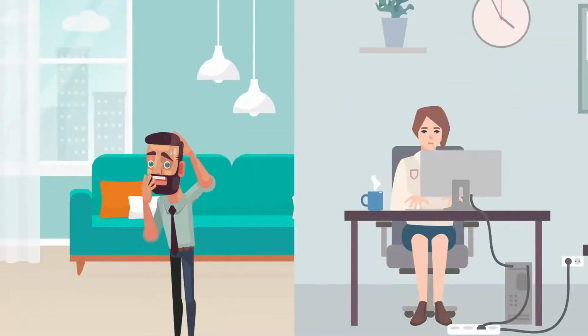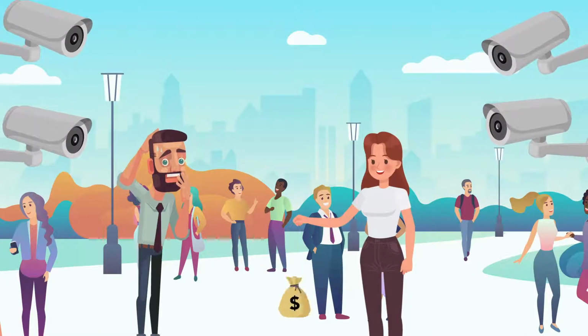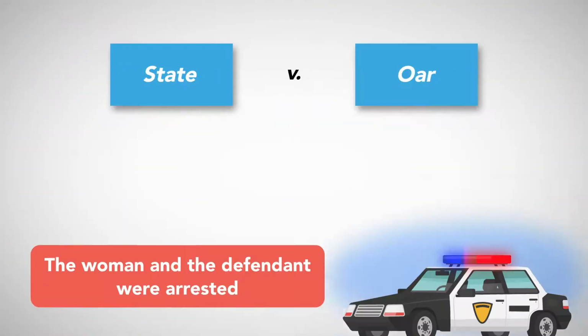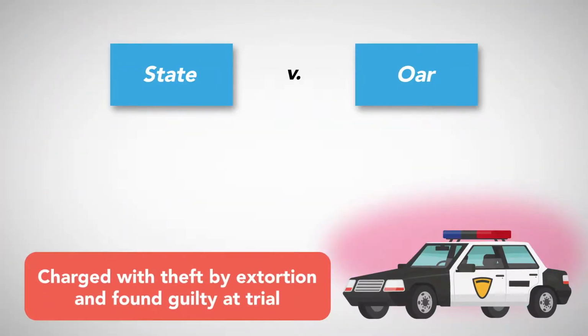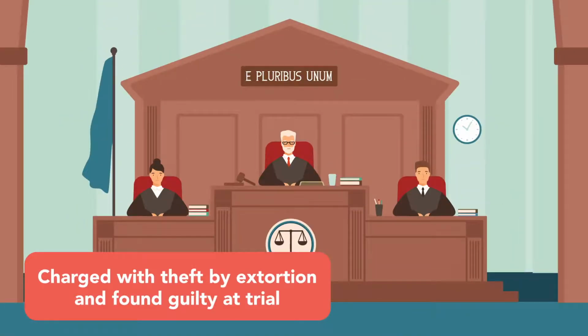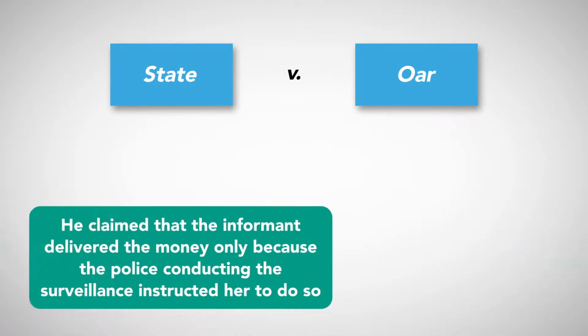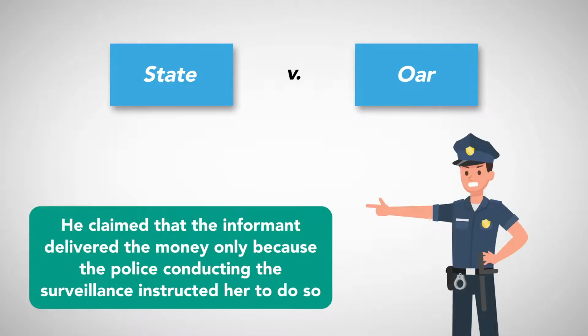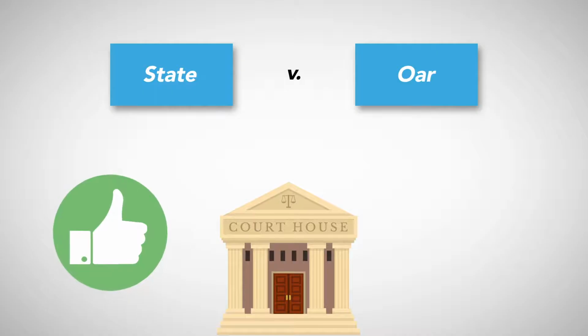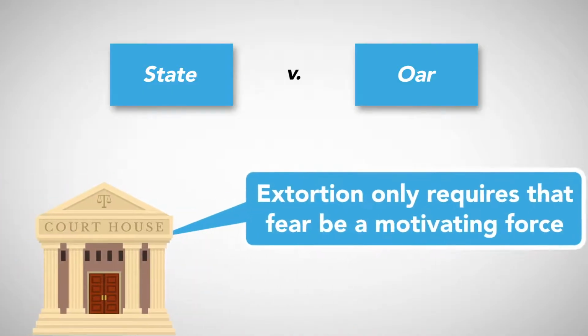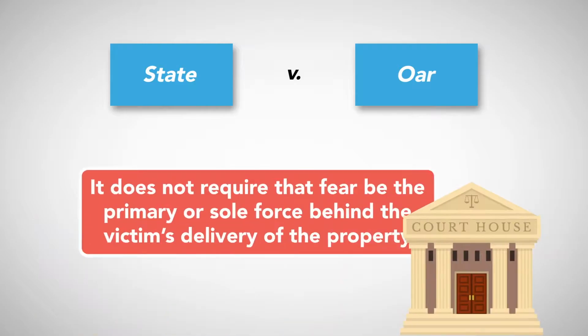The victim contacted the police, and the police provided surveillance while the money was delivered. The woman and the defendant were arrested, charged with theft by extortion, and found guilty at trial. On appeal, the defendant argued that his threat was not a compelling force behind the delivery of the money. He claimed that the informant delivered the money only because the police conducting the surveillance instructed her to do so, not because of the defendant's threats. The court upheld the conviction, ruling that extortion only requires that fear be a motivating force. It does not require that fear be the primary or sole force behind the victim's delivery of the property.